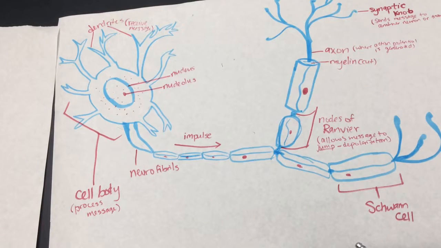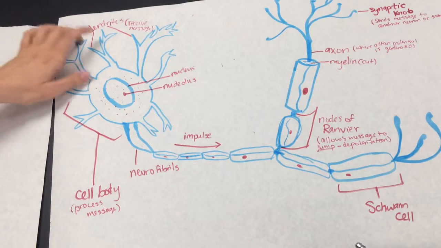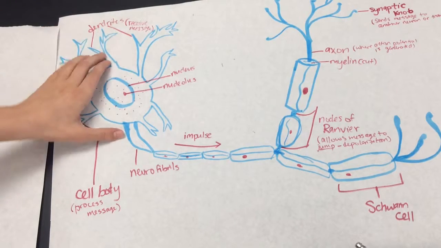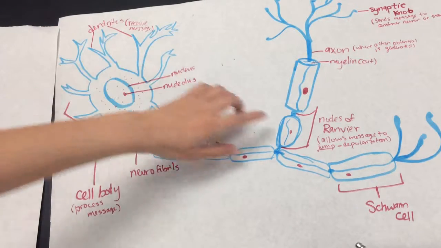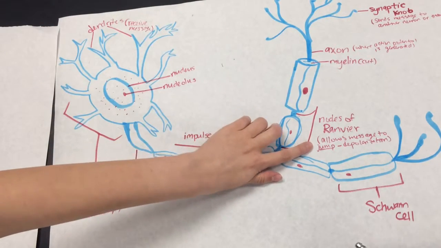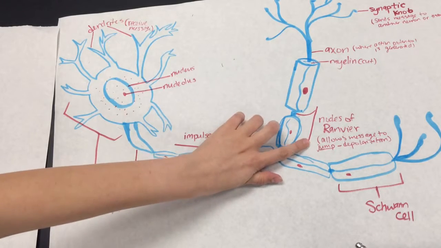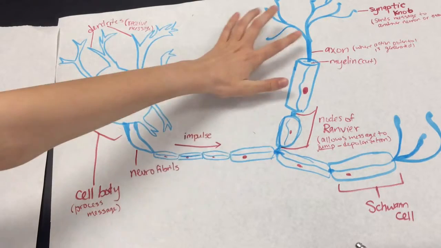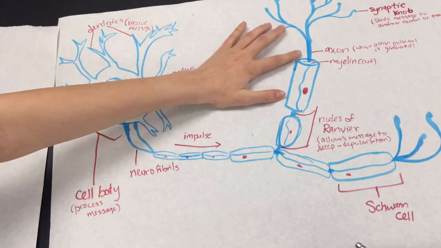Video about the neuron. So the dendrites receive the message, and then the cell body processes it. The nodes of Ranvier allow the message to jump, which lets it move faster. The axon is where action potential is generated.